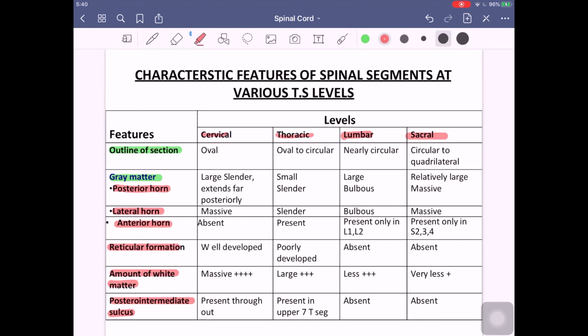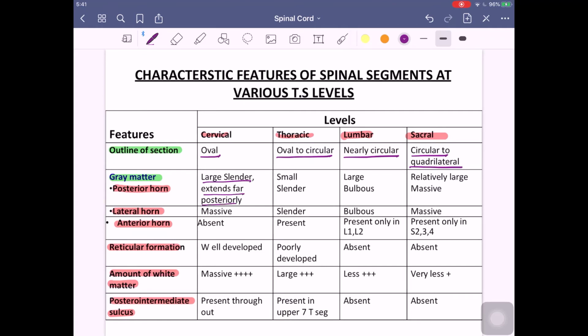Now this is also important because the postero-intermediate sulcus is not present throughout the range. Posterolateral, posteromedian, anteromedian fissure and anterolateral sulcus are present throughout, but posterior-intermediate is not present throughout. So that is the reason, where it disappears, we have to know it. Now if you look at this, the cervical region is oval to circular, this is nearly circular, this is circular to quadrilateral. You don't have to remember this by heart. It is just for your understanding that there is quite a variation throughout the length, and this we have seen in the previous images.